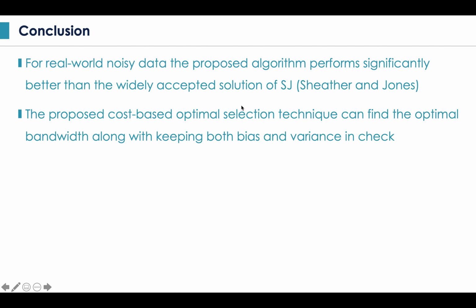We also compared this with some of the recent papers, and it was still performing better than those. The proposed cost weight function can basically be used to find the optimal bandwidth by keeping both the bias and variance in check. So in short, it can give you a good estimate when you have noisy data, and it also tries to stay close to the true PDF.